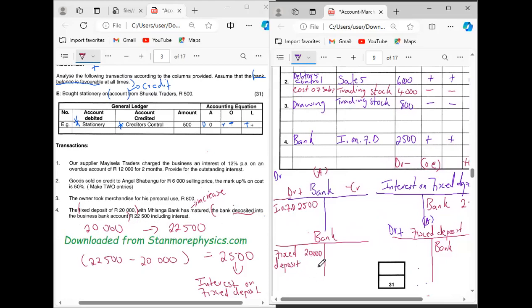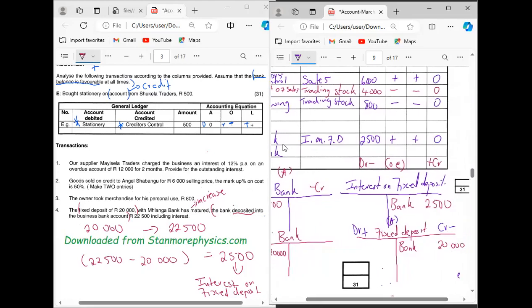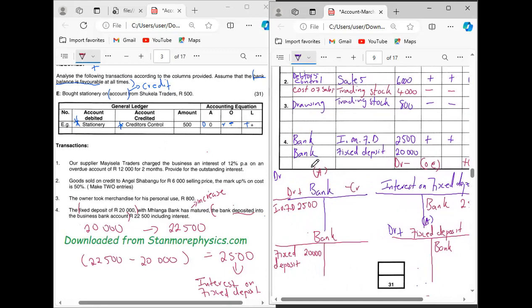And then we start. We have bank. The first account to be credited is bank. And then the account that is credited is going to be fixed deposit. And then we're going to write fixed deposit. And then how much is that? It's 20,000. And then now let's classify the accounts. Bank is classified as an asset, plus or minus? It's plus. Then our assets are going to be affected by a positive sign.